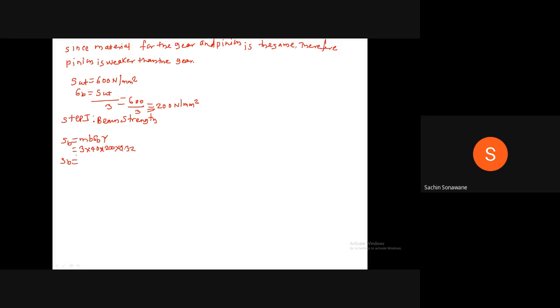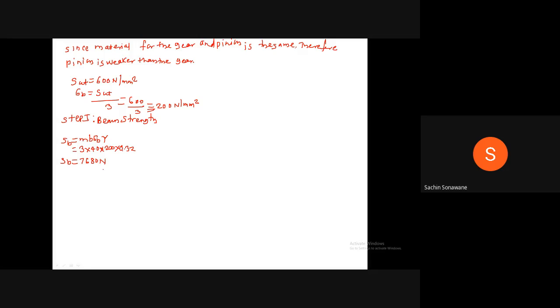Anyone can tell me the value? Pranay? 7,680. Good. 7,680 Newton. Because the module is in mm and the face width is in mm, therefore mm into mm square, and this is 200 Newton per mm square. So that mm square and this mm square will get cancelled, and we get SB is equal to 7680 Newton.